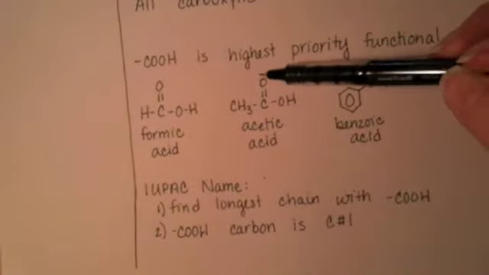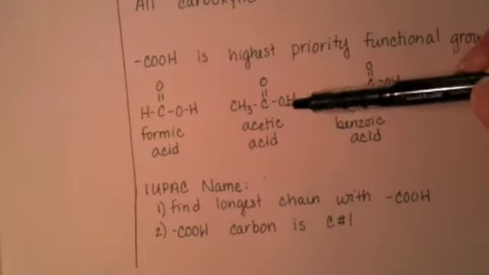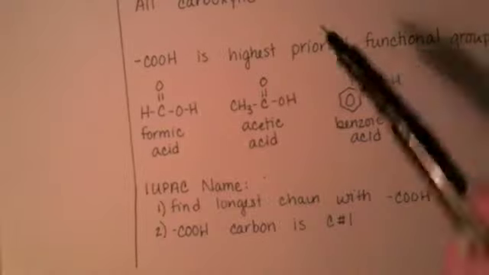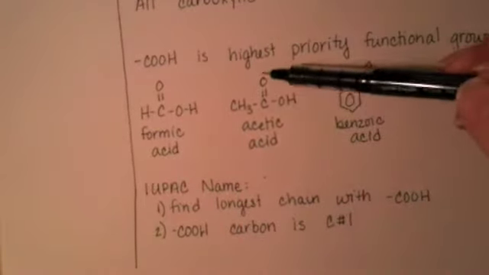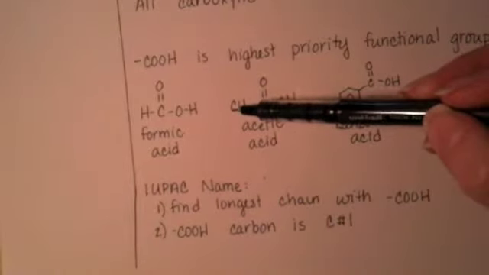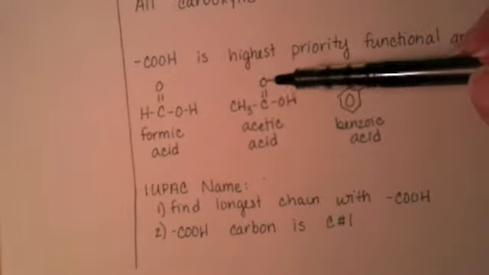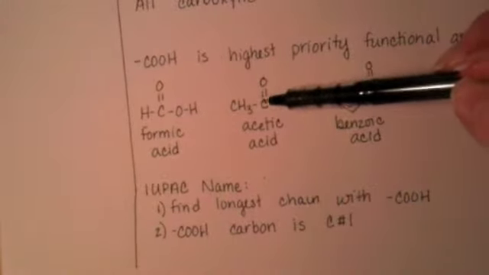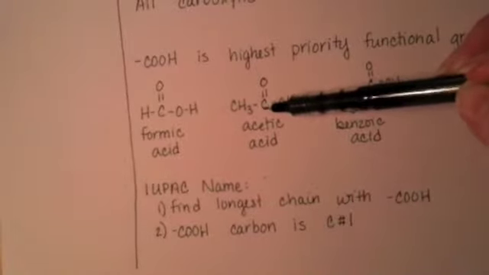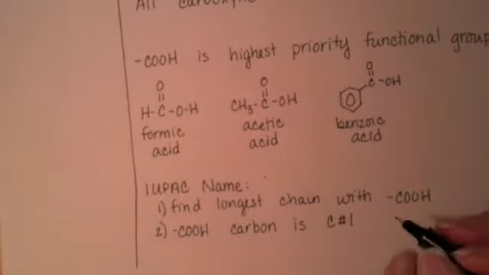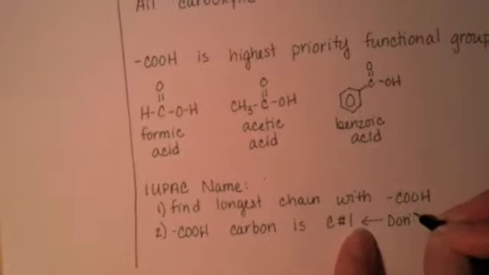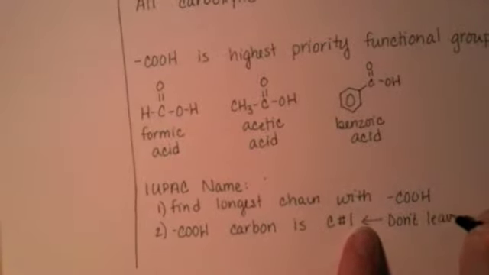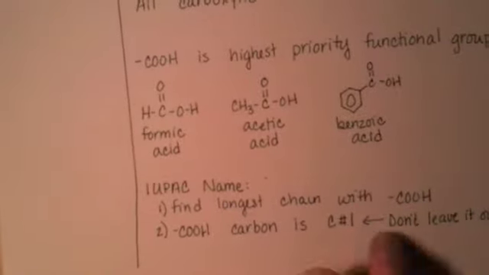So it can be really easy to look at, for example, acetic acid and say this is a 1 carbon chain molecule, because you're counting this as a functional group that's attached to that chain. But in fact, this carbon is included in the carbon chain, and it's always by default carbon number 1. So don't leave that carbon out. Practice it. Don't leave it out of the numbering.